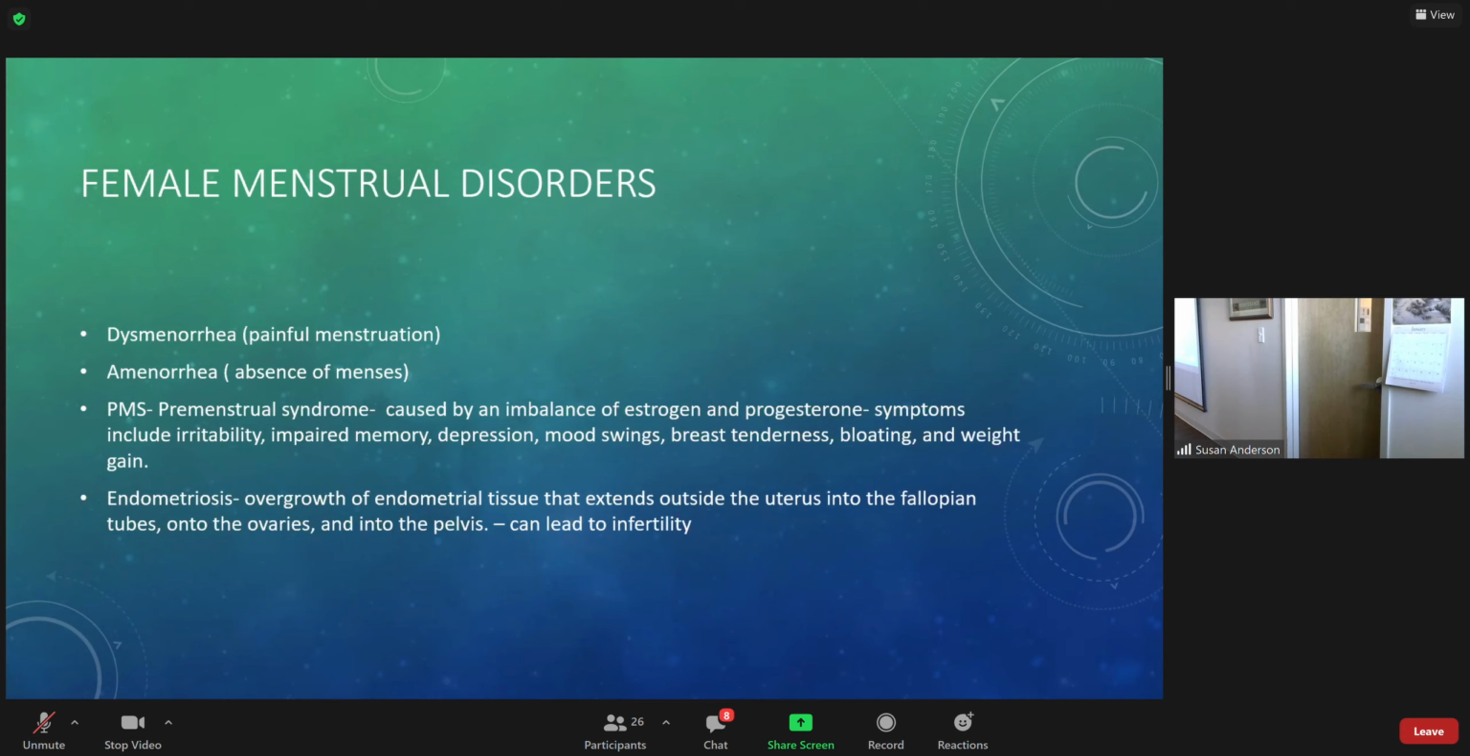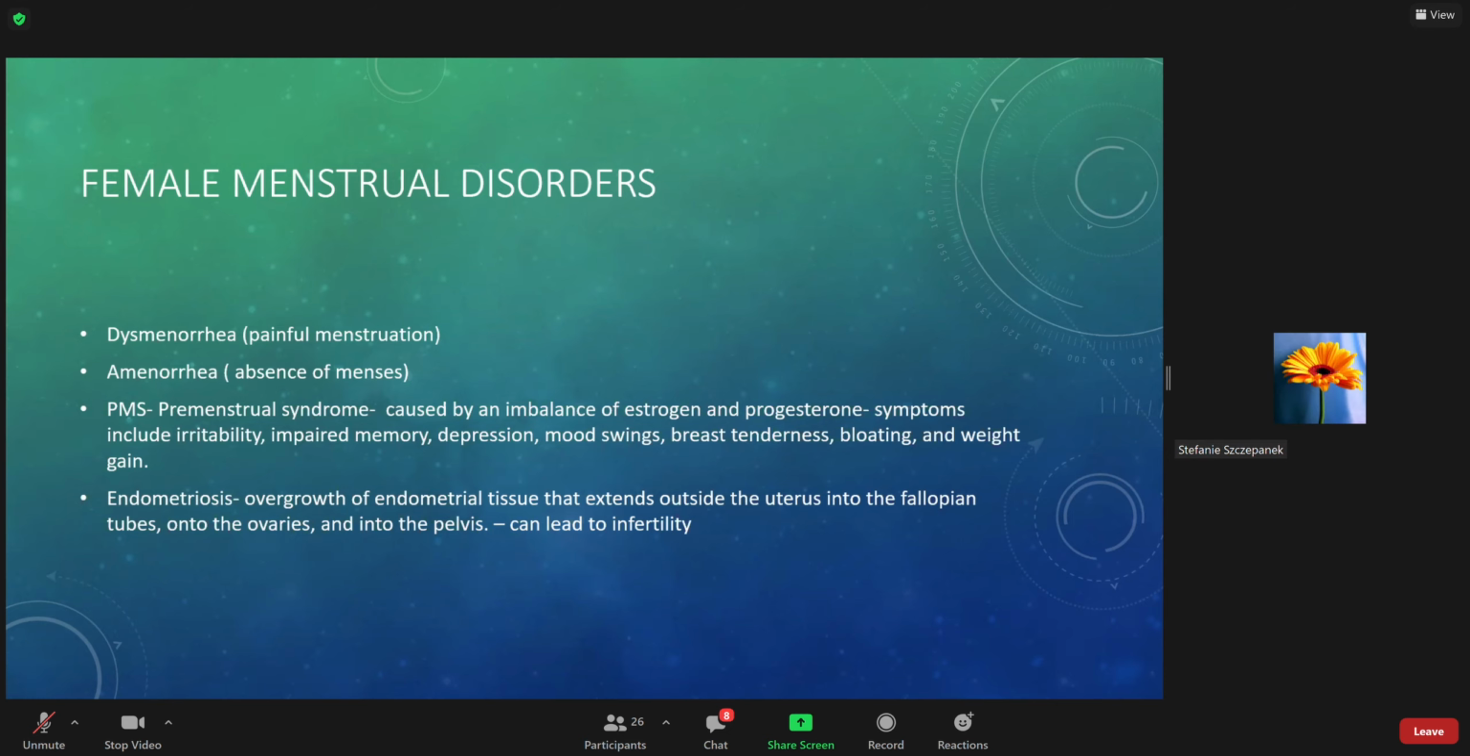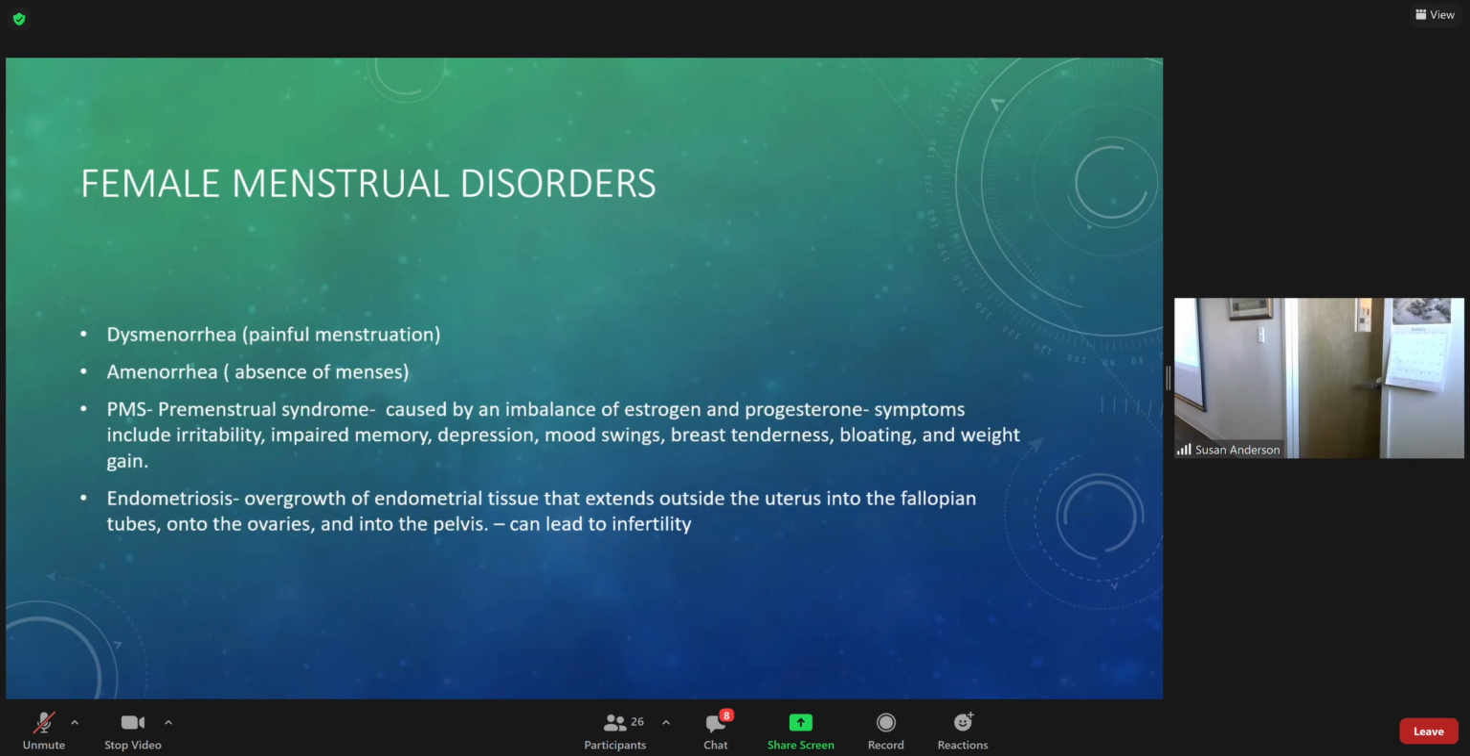How do people get ectopic pregnancies? Have you ever heard that before? What's that mean? You're pregnant, but where did it implant? In the fallopian tube. Where should it implant? Inside the uterus. So people that have endometriosis as a baseline are more likely to have an ectopic pregnancy. Makes sense, right? Miss Anderson.